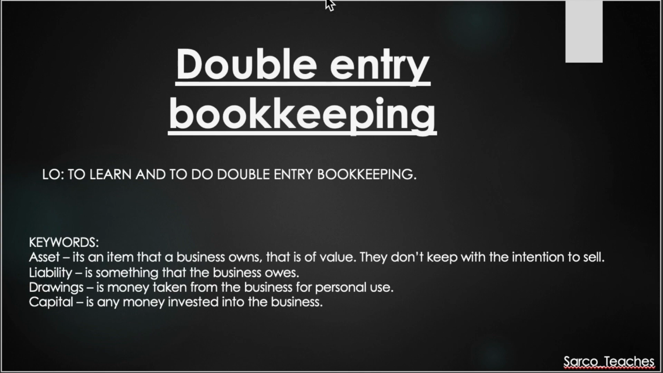An asset is an item that the business owns that is of value. They don't keep it with the intention to sell, for example, a vehicle or property. A liability is something that the business owes, for example, a bank overdraft. Drawings is money taken from the business for personal use. And then we have capital, which is any money invested into the business.